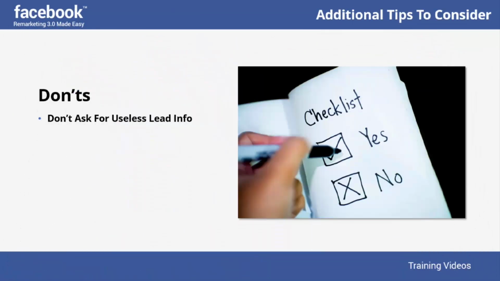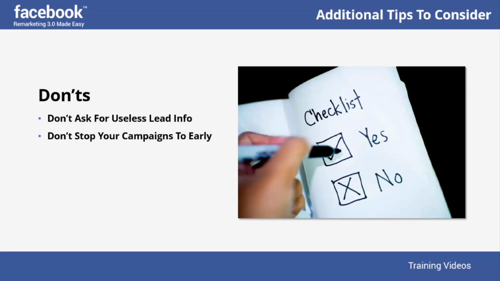Don't ask for useless lead info. Don't ask for useless personal information such as phone numbers or addresses to your targets in the consideration stage if it doesn't make sense to your offer. For example, only ask for a first name and email address to people whom you are offering a free ebook to.